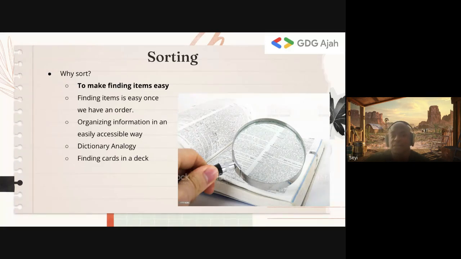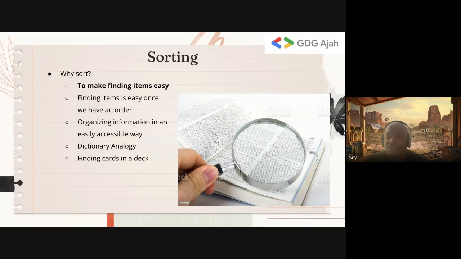Because if you look at it, when you're running a program, it accesses memory continuously to be able to get data. And to access memory to get data, it needs to be able to find that item. So finding is very, very important. And that's why sorting algorithms are very important to understand. And it's also used to organize information in an easily accessible way.